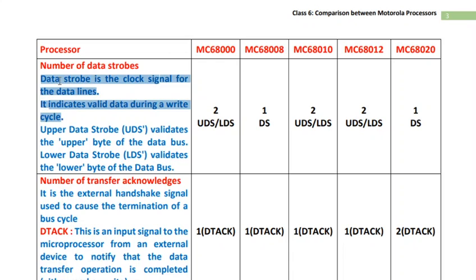So you can have a data strobe, or you can have upper data strobe or lower data strobe that are capable of validating the data during the write cycle, either in entirety or in parts, right? Again, upper data strobe is used to validate the upper byte of the data bus, that is D15 to D8, whereas lower data strobe is used to validate the lower byte of the data bus, that is D7 to D0. Now, number of transfer acknowledgement.